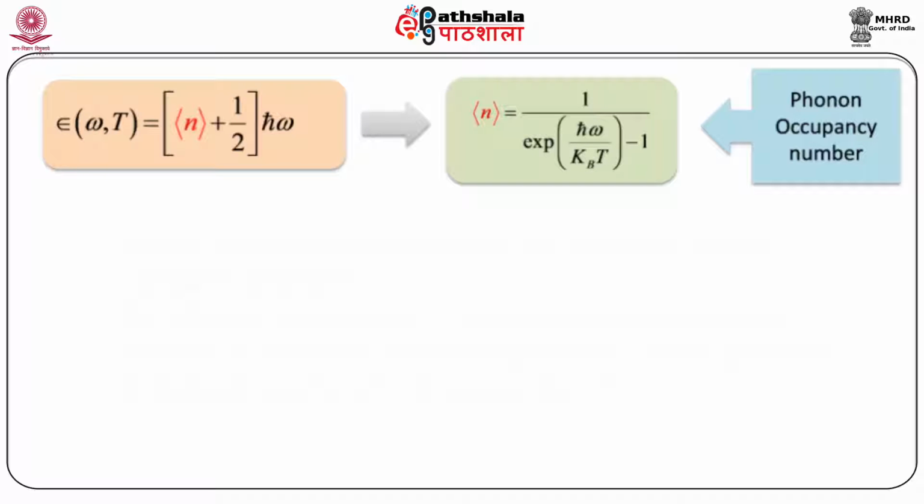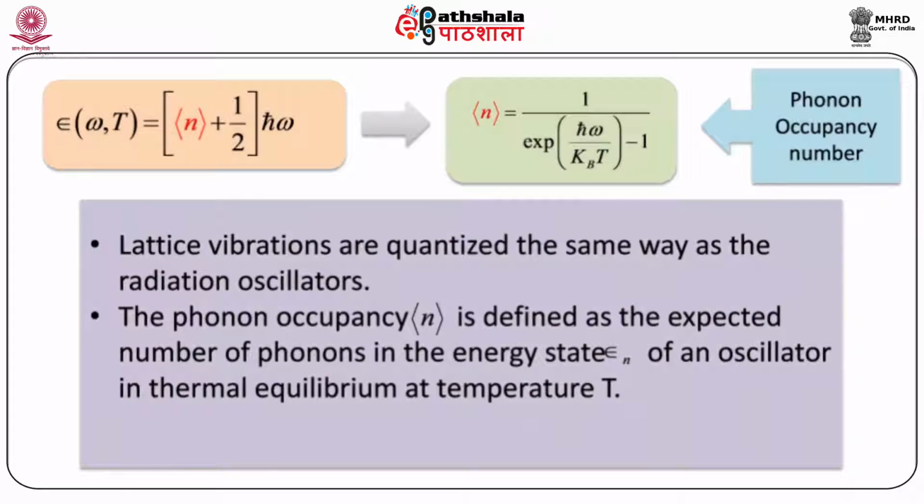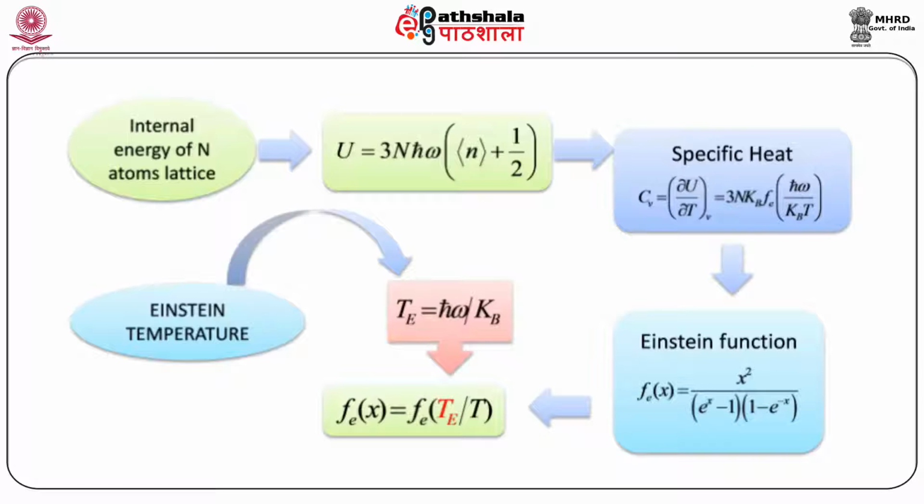As you can see, these lattice vibrations are quantized the same way as radiation oscillators, and the phonon occupancy, average of n, is defined as the expected number of phonons in the energy state epsilon n of an oscillator in thermal equilibrium at temperature T. The internal energy of a lattice which contains N atoms can be written as U equal to 3N h cross omega (average of n plus half).